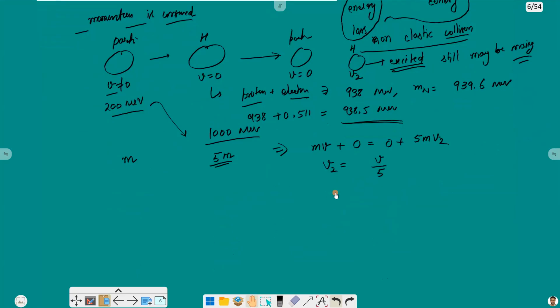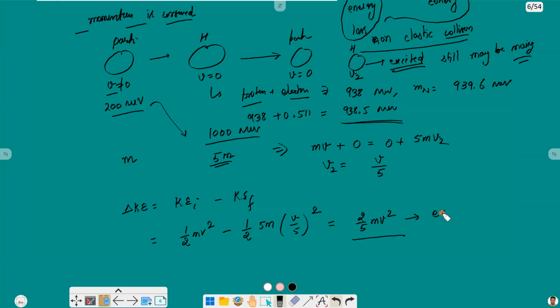So now we have the expression for v2. Now I can find the change in kinetic energy. So delta KE is equal to the total initial kinetic energy minus the total final kinetic energy. Total initial kinetic energy will be half mv squared, and total final kinetic energy will be half times 5m times (v/5) squared. If I solve this, I get (2/5)mv squared. This is the change in kinetic energy, and this energy is used for excitation.